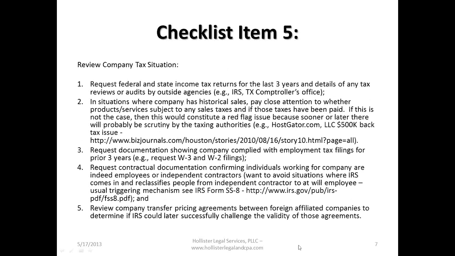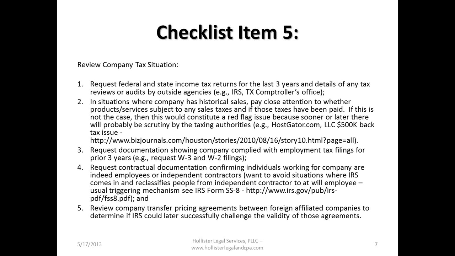If you're able to get past this checklist item, the next thing I look at, which is a critical component, especially for startup and emerging companies, is the tax situation. If I was in your position, I'd look at federal and state income tax returns for the last 3 years, from the IRS, and if you're here in the state of Texas, the Texas Comptroller's Office. At the same time, I'd also look at whether they've had historical sales that are actually subject to sales tax, to make sure they have a sales tax account with the Texas Comptroller's Office.